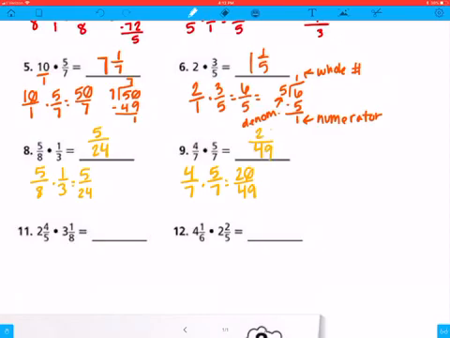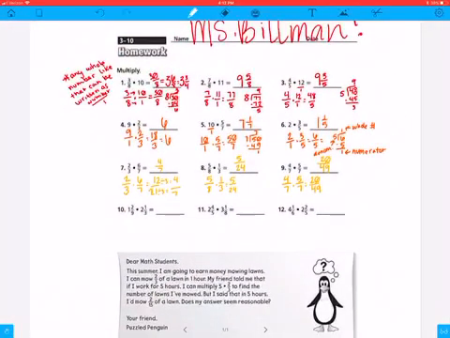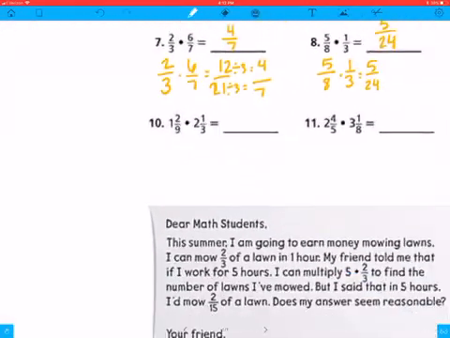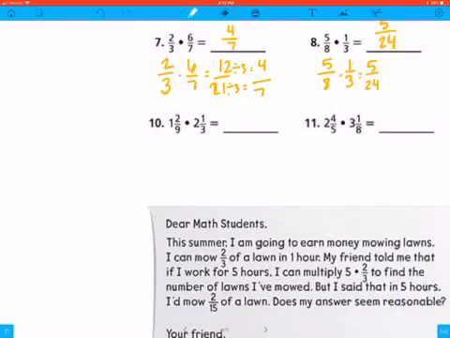Number 10, I'm going to switch my number. It's 1 2/9 multiplied by 2 1/3. When I have numbers like this, I like to turn it into an improper fraction. That's just what I get in the habit of doing. That's the strategy I use.